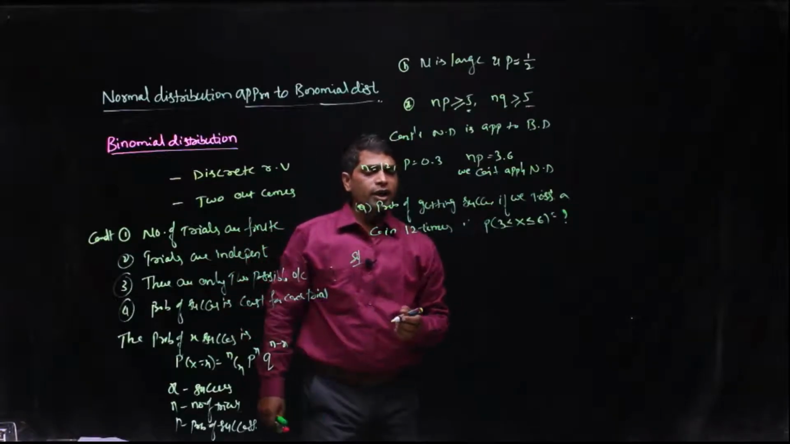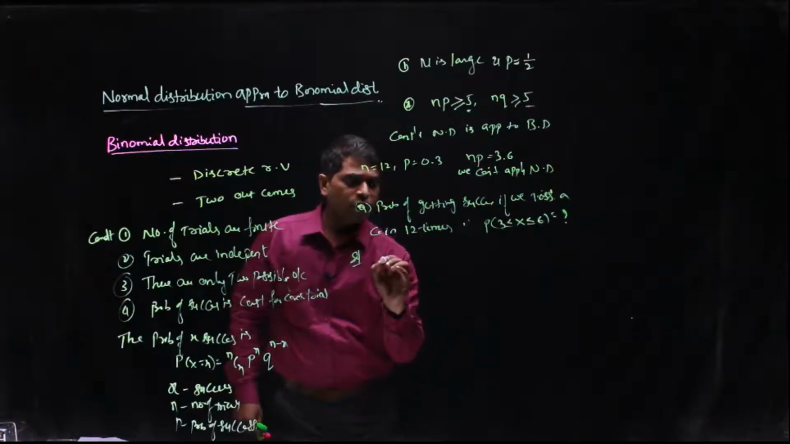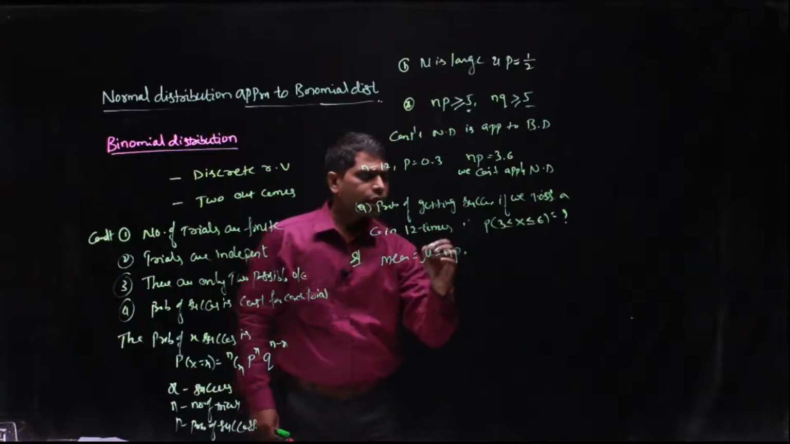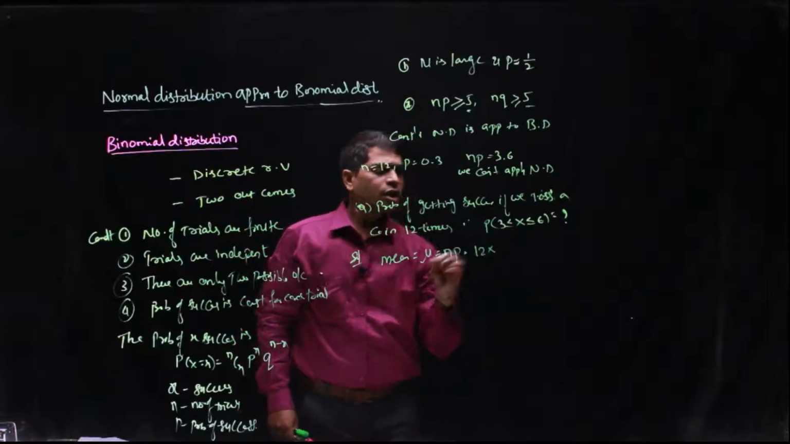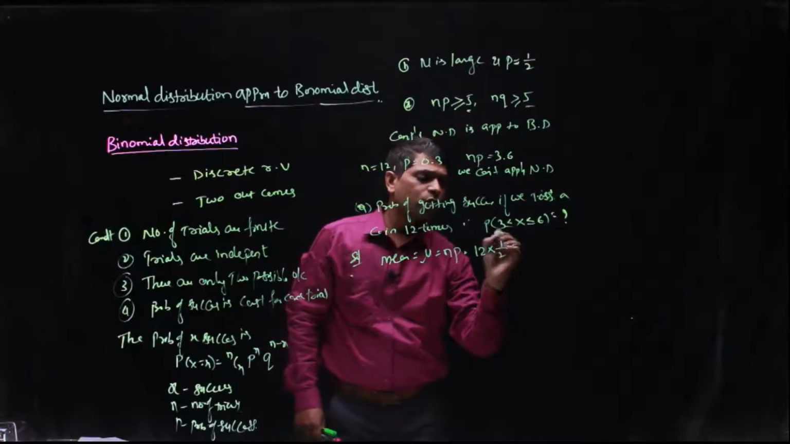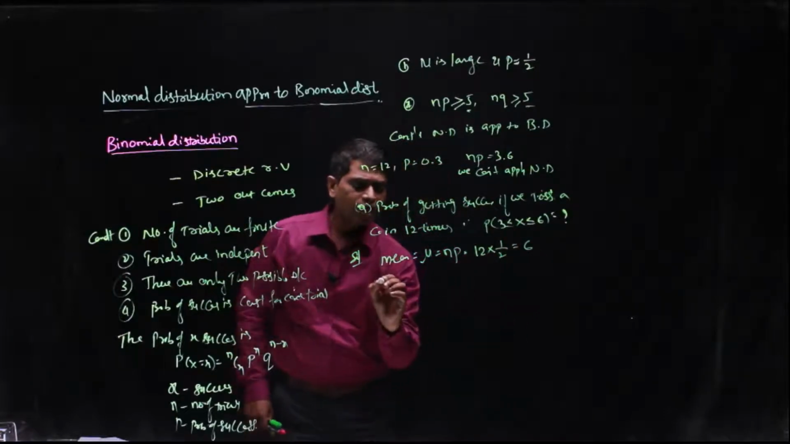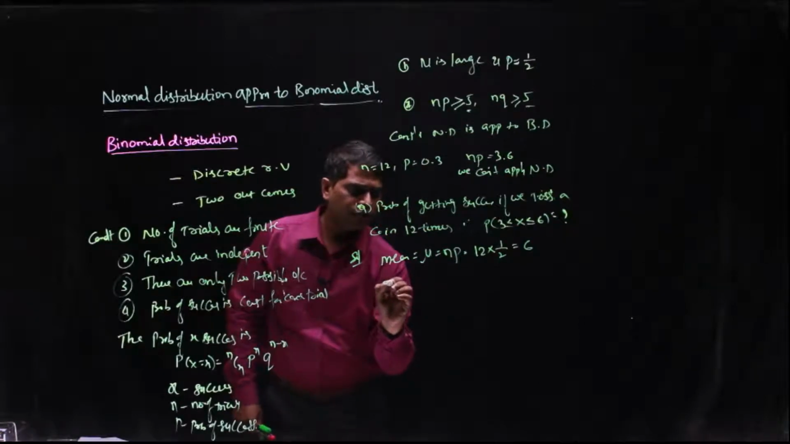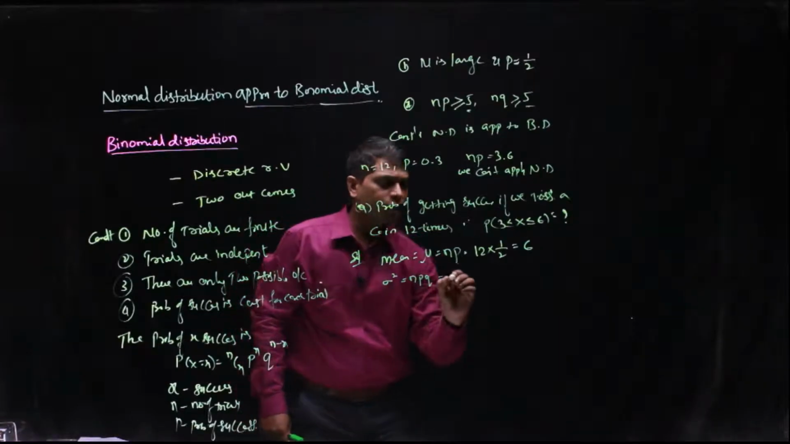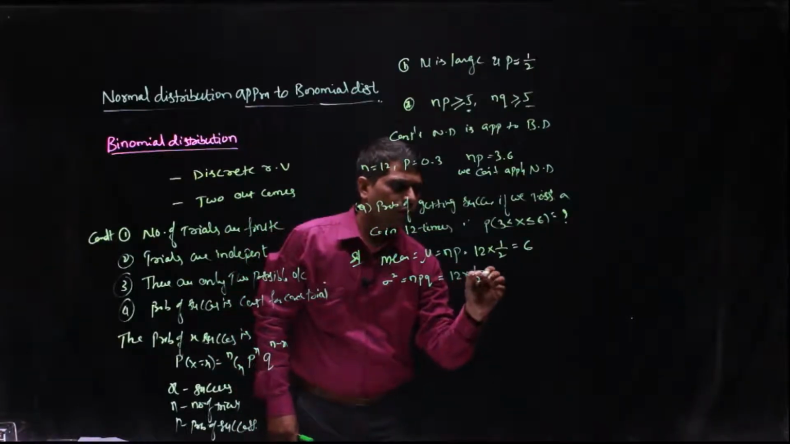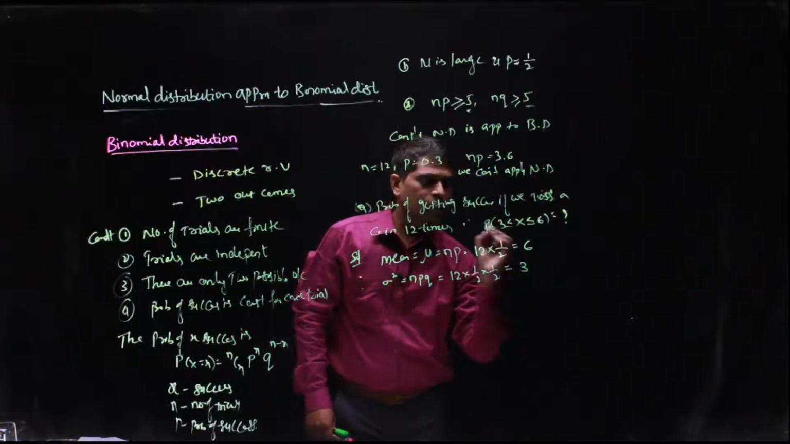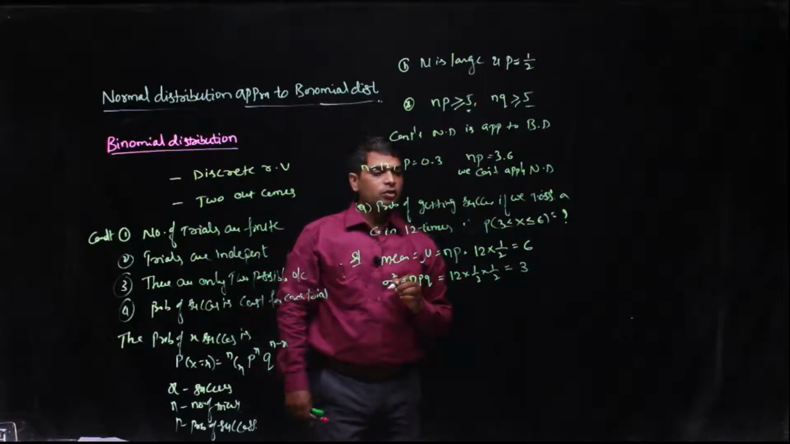What is the mean of the binomial distribution? Mean is equal to np, where n is the number of trials. If you toss a coin, the probability of success is 1 by 2, so the mean is 6. Next, the variance, sigma square, is npq, which is 12 into 1 by 2 into 1 by 2, that is 12 by 4, which is 3. So, mu is equal to np and variance is equal to npq.